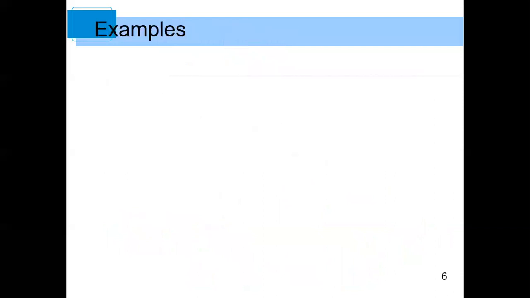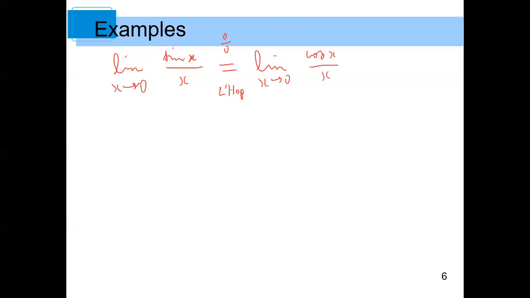All right, let's do an example. So, hey, why not look at this guy? The limit as x goes to 0 of sine x over x. You know what that is already, right? But what's the form of this thing? 0 over 0. So we can apply L'Hopital's rule, right? So this would be equal to the limit as x goes to 0 of cosine of x over 1, because we take the derivative of top and bottom. And what happens if you plug 0 into cosine?